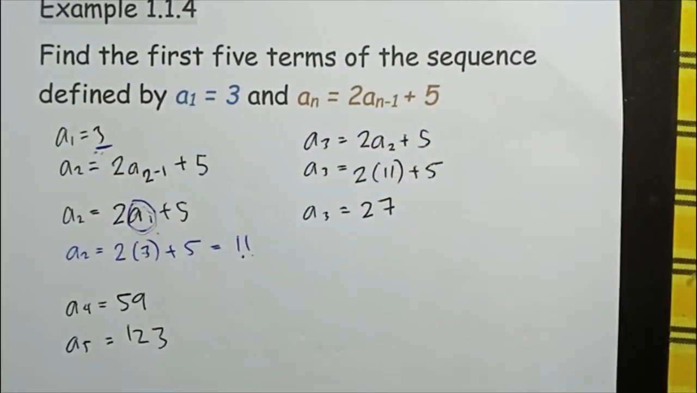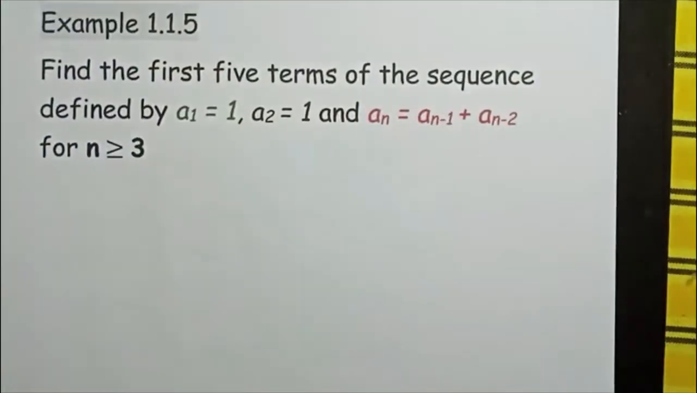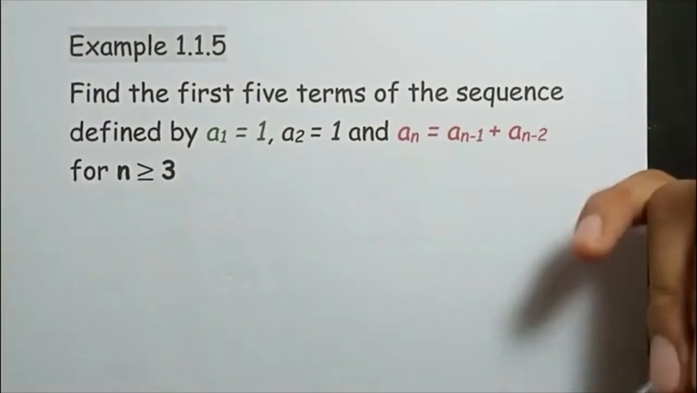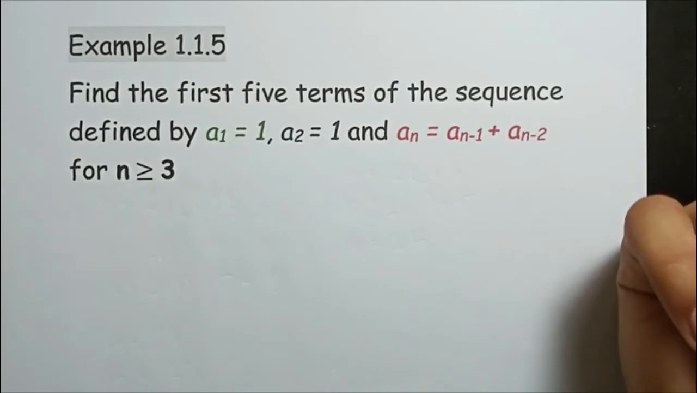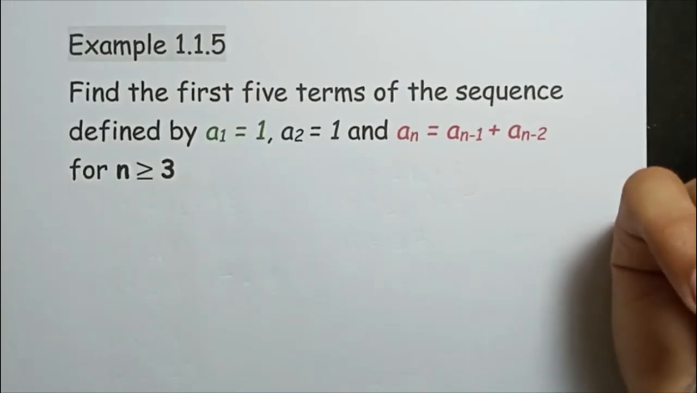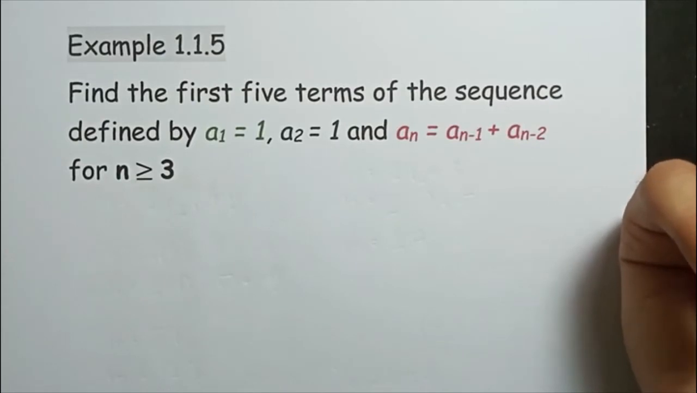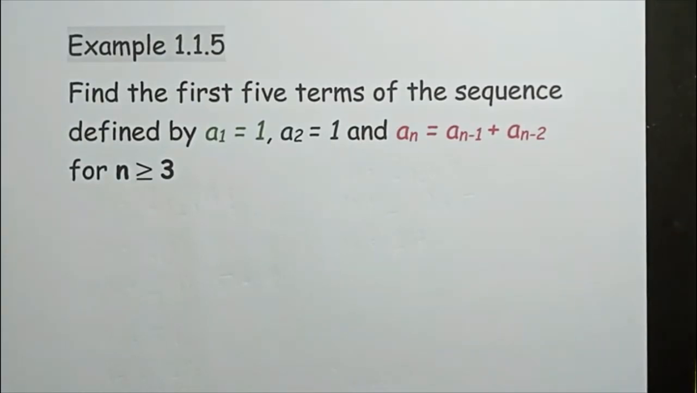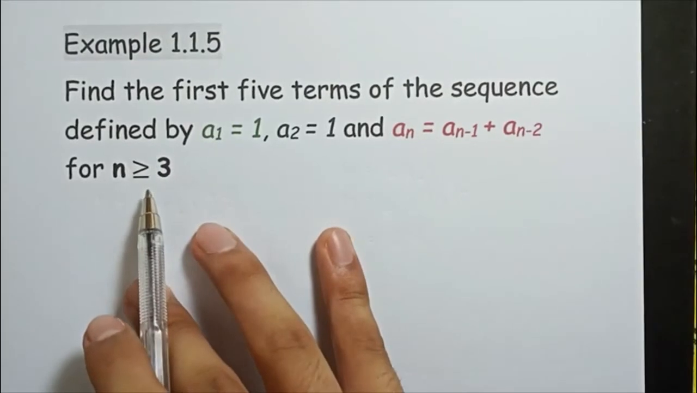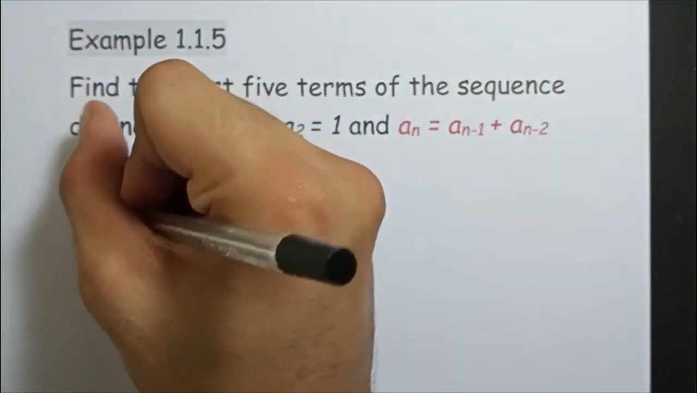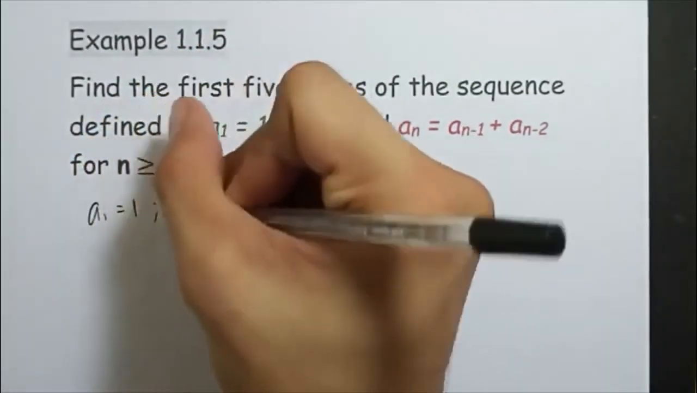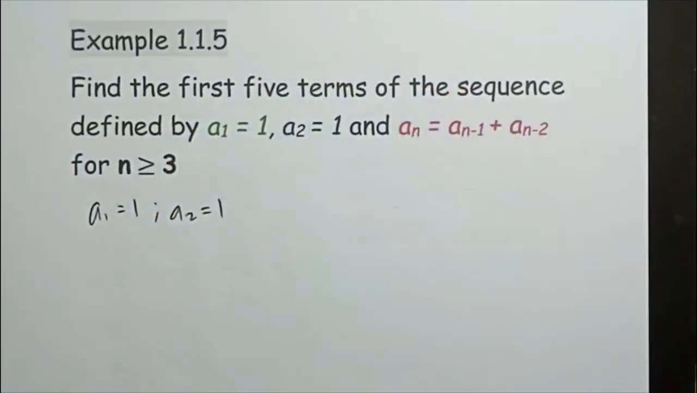Next. Example 1.1.5. Find the first 5 terms of the sequence defined by a sub 1 equals 1, a sub 2 equals 1, and a sub n equals a sub n minus 1 plus a sub n minus 2, for n is greater than or equal to 3. So, dito, ganun lang din, paulit-ulit lang. A sub 1 equals 1, then a sub 2 equals 1.